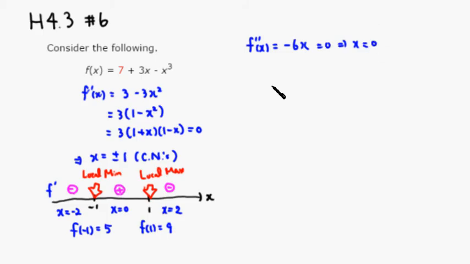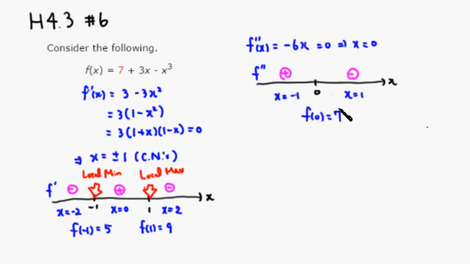So we look at the number line at x equals 0 and the sign of f double prime. Let's try x equals -1. Then -6 times negative is positive here. If you try x equals 1, you have a negative sign there. So it's concave up before 0 and concave down after 0, and the inflection point would be at 0. And f of 0 would be 7.